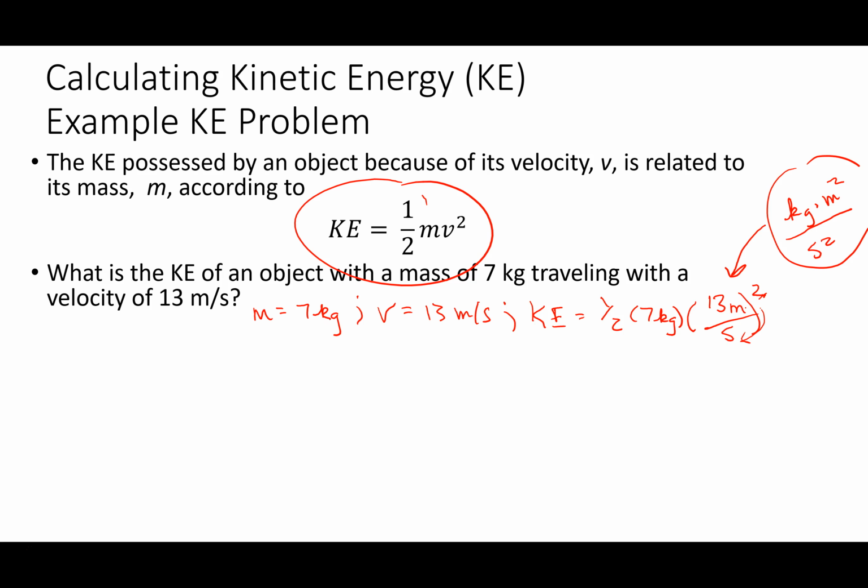And this is where, if you can't find the square key or whatever, you can just take 13 times 13. That's the same thing as 13 squared. So, is this what you get? What my calculator displays is 591.5, and the units would be kilograms meters squared per second squared.